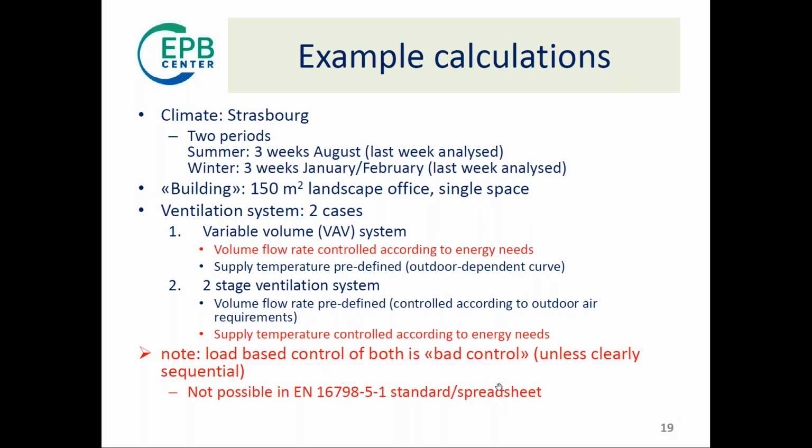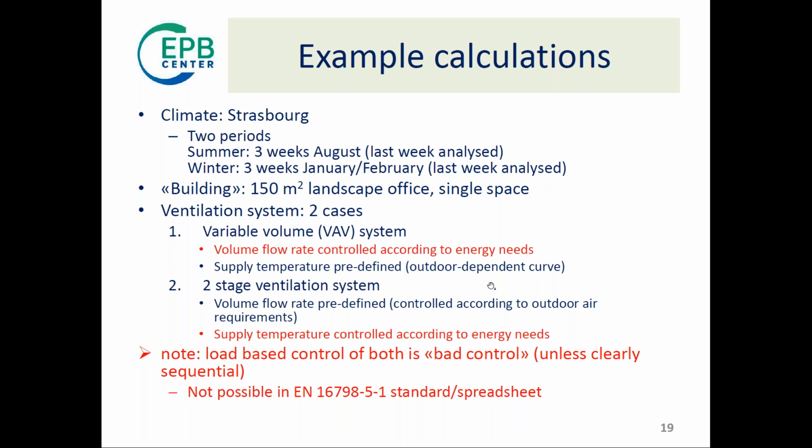So the example calculation that I did with this combination is a pretty simple one from the point of view of the building. I took just a 150 square meter landscape office, a single space, with the climate of Strasbourg. I always looked at 2 periods, 3 weeks in summer, in August, and 3 weeks in January, February, and always looked at the last of the 3 weeks in order to have some warm-up or cool-down periods before.